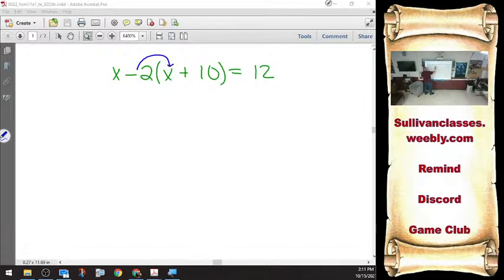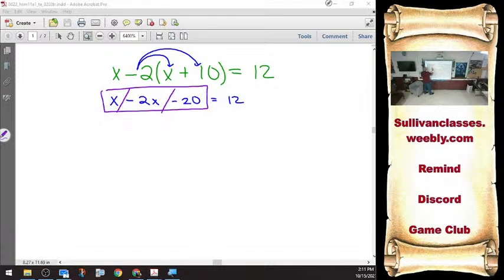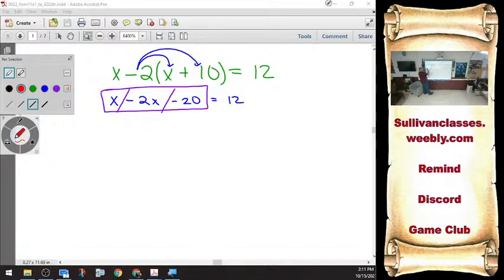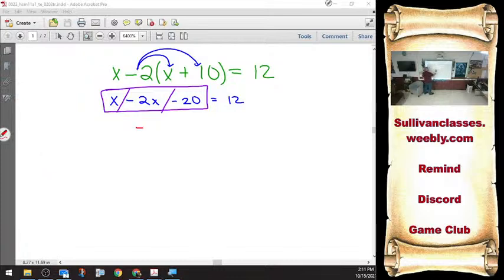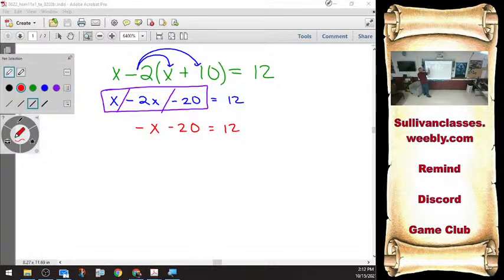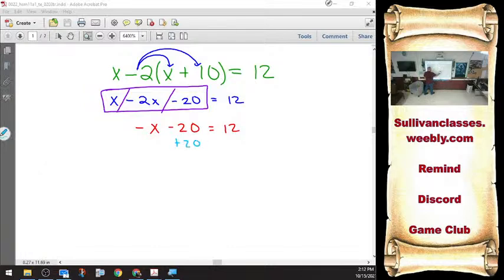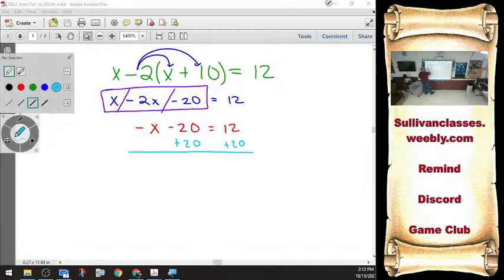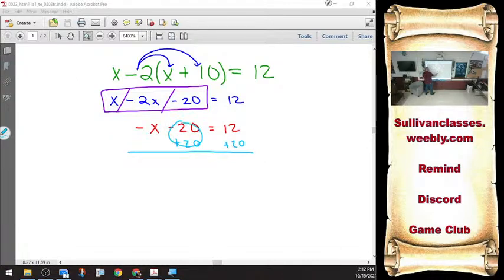Take your negative 2 and distribute it. Getting x minus 2x's minus 20 is 12. Okay, so step 1, I'm going to distribute. Step 2, just like our daily quiz today, where do you think I got it from? This exact same thing, I'm going to combine like terms. I say 1x minus 2x's is negative 1x. Distribute, then combine like terms. Add 20. If you can, show that that zeroes out.